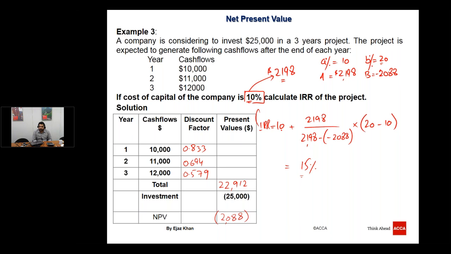Tomorrow we will be going for the calculation of advanced NPV. The type of questions that you may face in the descriptive section of the paper, that is section C. So we'll be solving the advanced NPV calculations or problems.